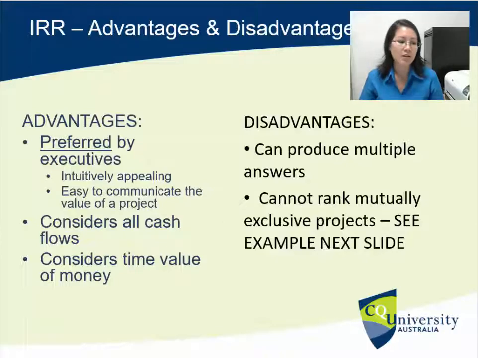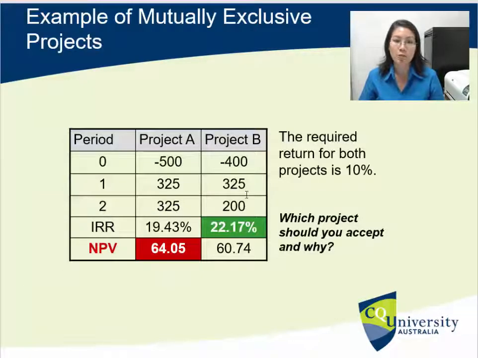We'll have a look on the next slide at some of these figures which were used for two projects. The required rate of return for both projects is 10%. With projects A and B, these are the cash flows: the initial investment and cash outlays for 2 years.